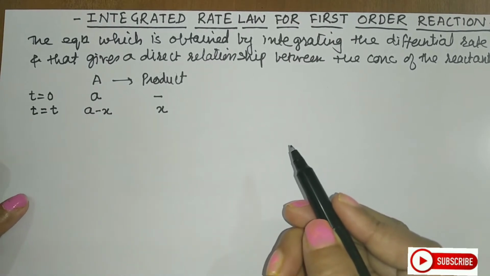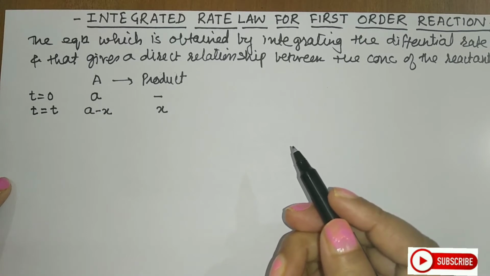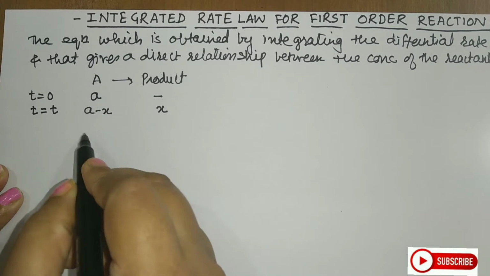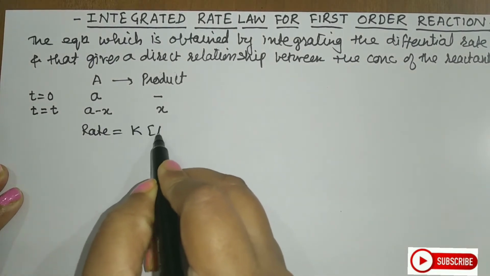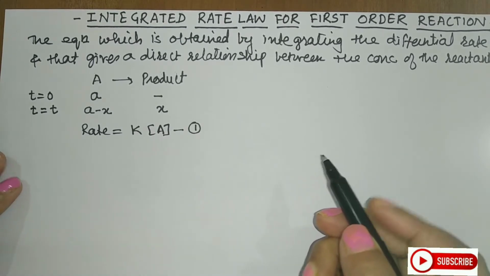Now you know that according to the law of mass action, rate of any chemical reaction is directly proportional to the active mass of the reactants. So on that basis, rate is equal to k, active mass of A. Let us mark this equation as equation 1.